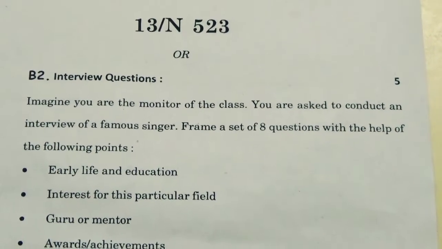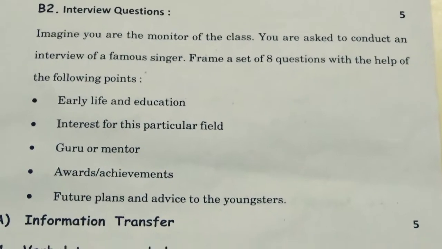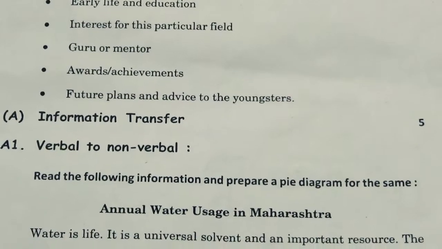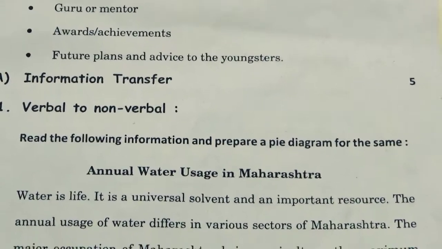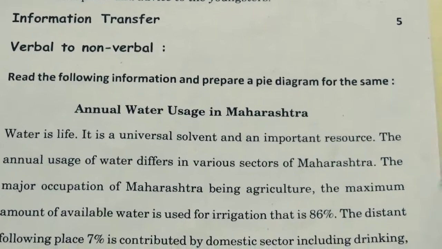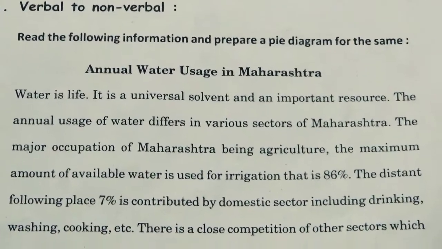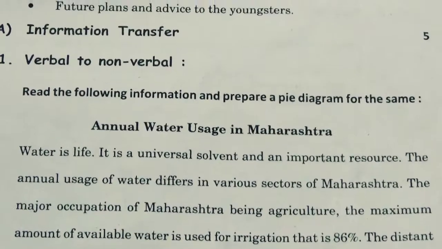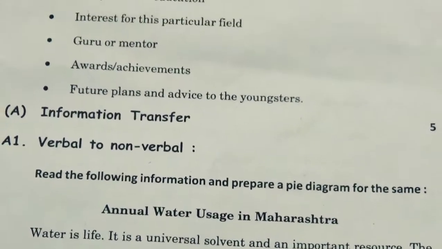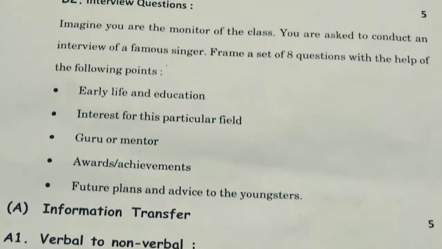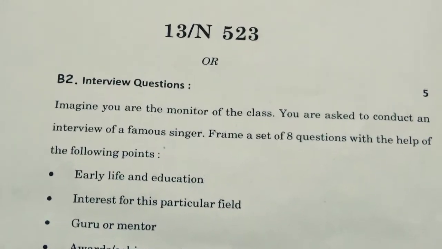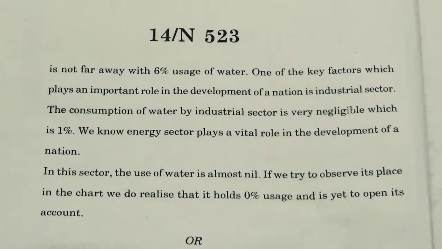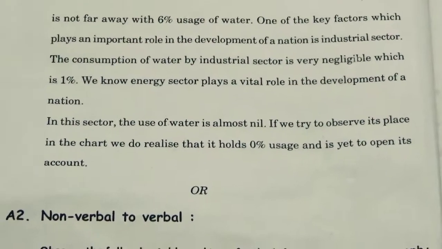Then it is dialogue writing, which I am sure will have an option on the next page. This dialogue writing will be with interview questions, as we can see here, where the student interviews a famous singer and frames certain questions based on the clues given here. The next section is the information transfer, which is similar to what had been coming in the past. They have given one passage and there needs to be a pie diagram based on this.